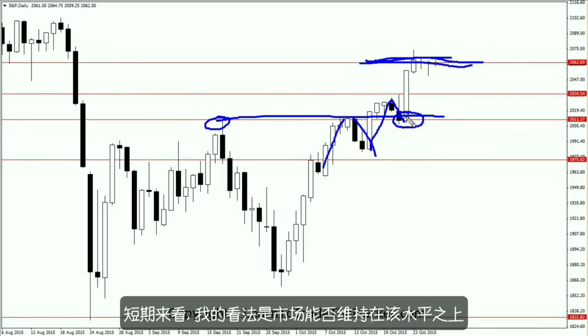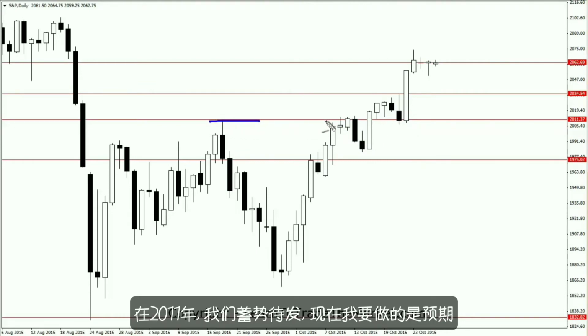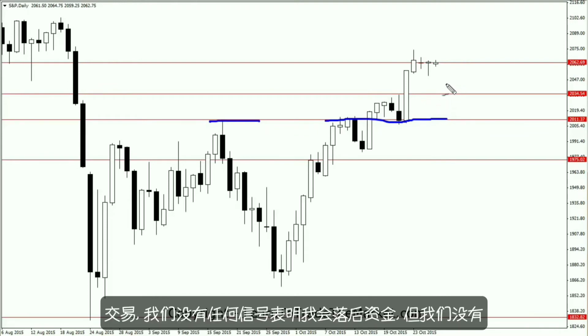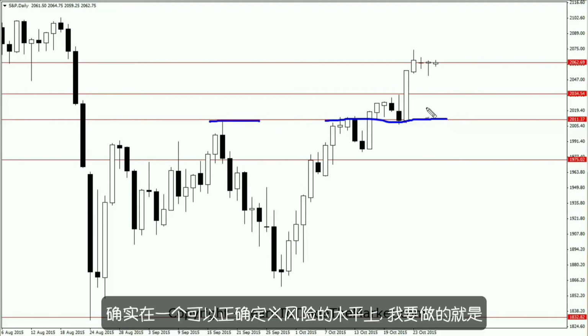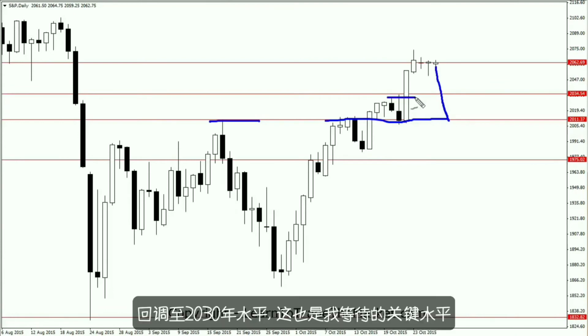So the way I see it here is if the market can hold above this level at 2011, we are poised for more upside. Now what I'm going to do is anticipate a trade. We don't have a signal that I would put money behind yet. We're not really at a level where we can define our risk correctly. What I'll do is I'll wait patiently for the market to rotate back down towards 2011. We might only get a pullback to that 2030 level, which is also a very key level.